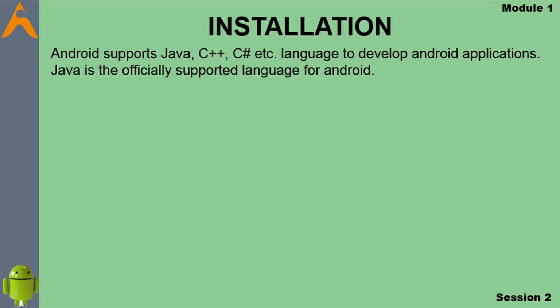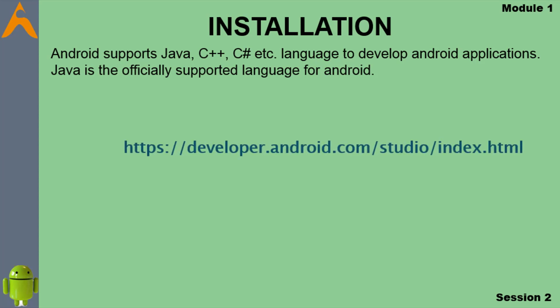First of all, let's discuss about installation of Android on your machine. Android supports Java, C++, C#, etc. language to develop Android applications. Java is the officially supported language for Android. We can create Android projects on Eclipse and Android Studio. In this tutorial we are going to use Android Studio for our projects.